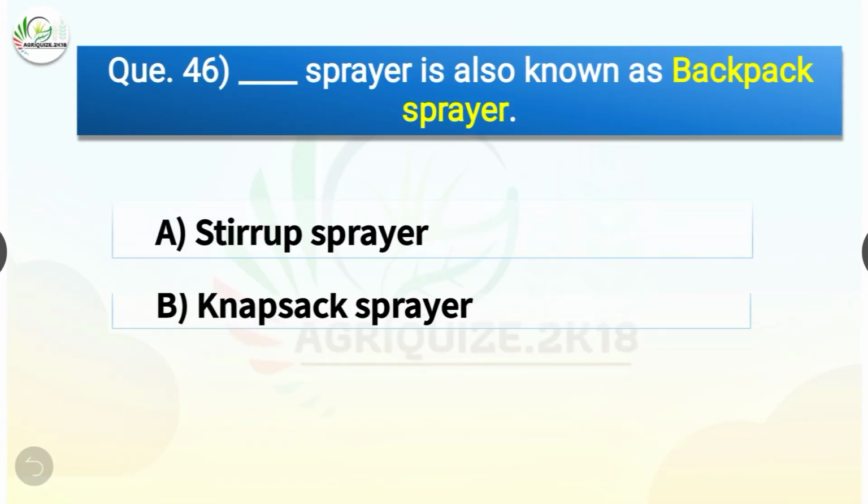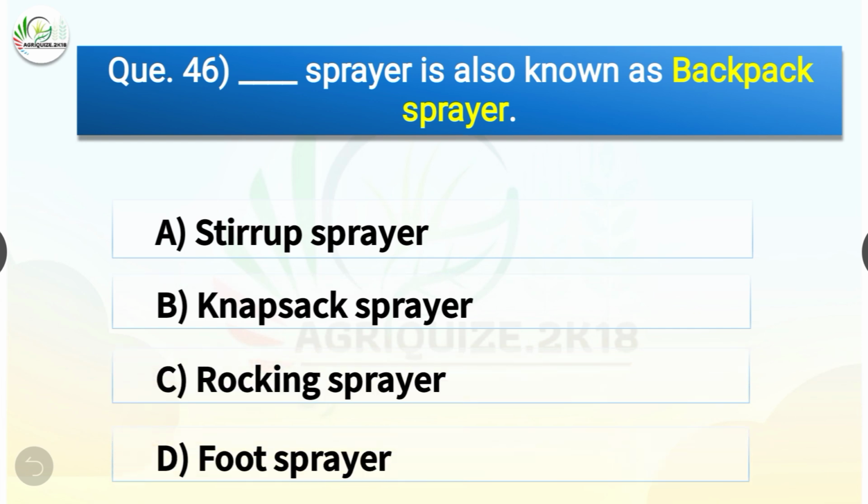Question number 46. Dash sprayer is also known as backpack sprayer. The options are stirrup sprayer, knapsack sprayer, rocking sprayer, foot sprayer. The correct answer is option B, knapsack sprayer. So knapsack sprayer is also known as backpack sprayer.